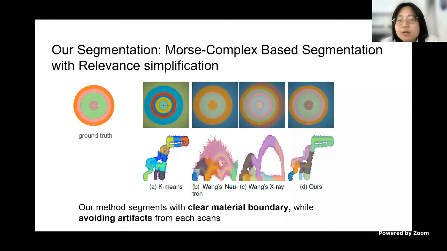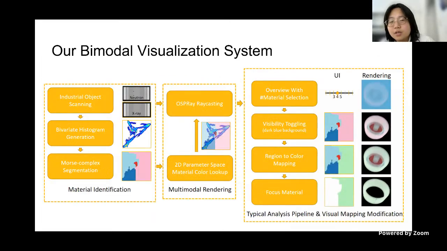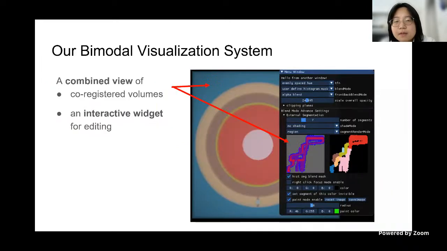We also compare our technique to other clustering techniques, and we show that our segmentation provides very clear material boundaries while avoiding artifacts from each individual scan. And then we proceed to the visualization and the rendering process. The visualization system provides a combined view of the co-registered volume and the interactive widget for editing on the user side after the automated segmentation.